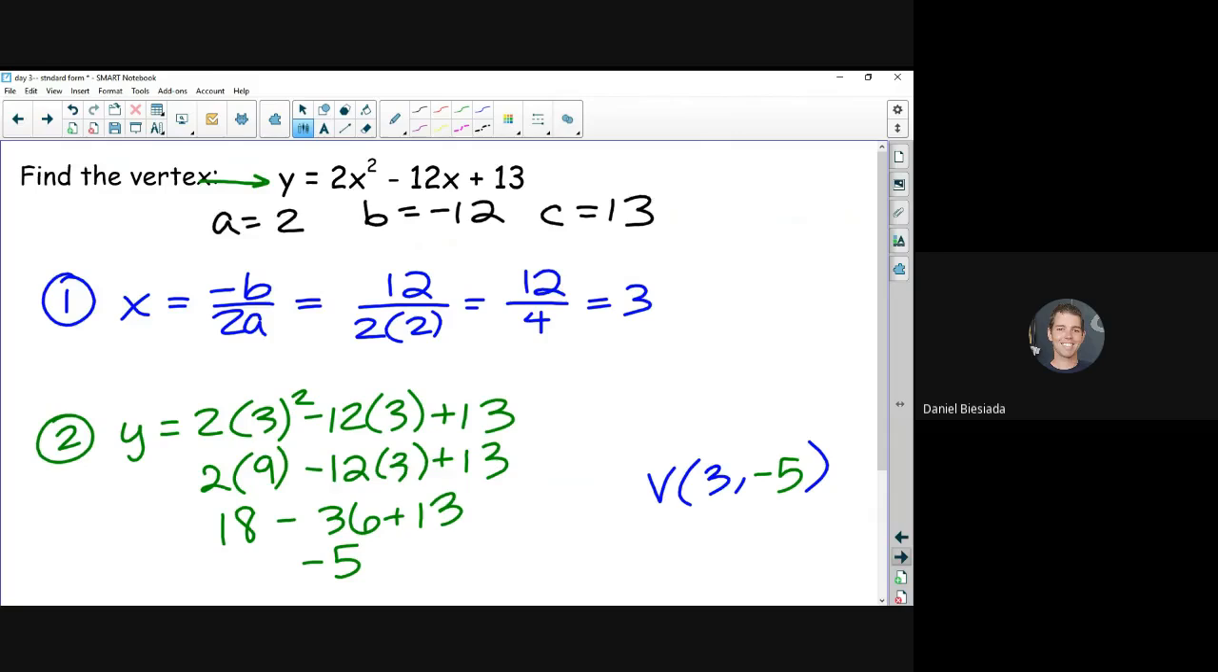Now, one thing to note, if you have a graphing calculator at home, you are able to put this entire line into your graphing calculator. Make sure you use parentheses, but if you do that properly, then you will get the same answer that we did in a few less steps.